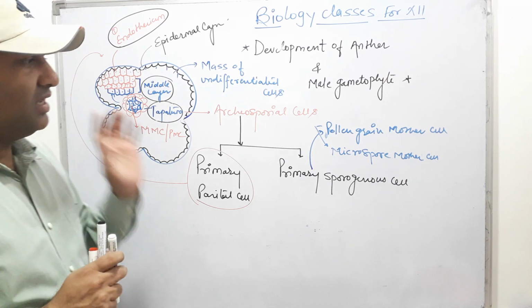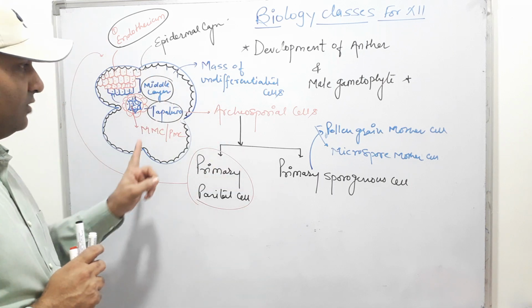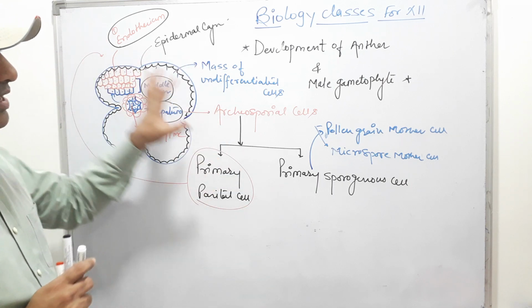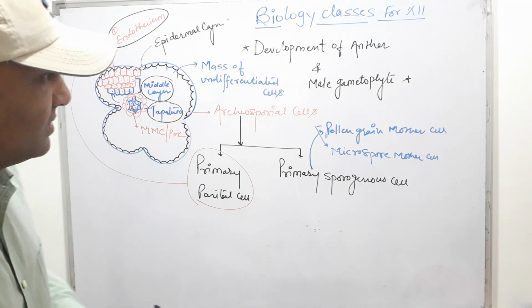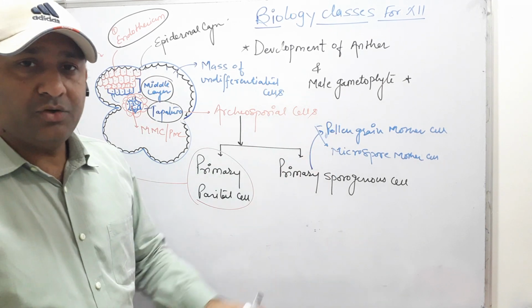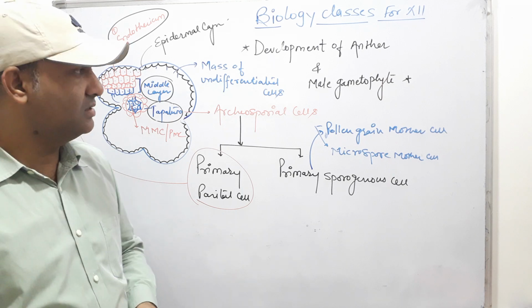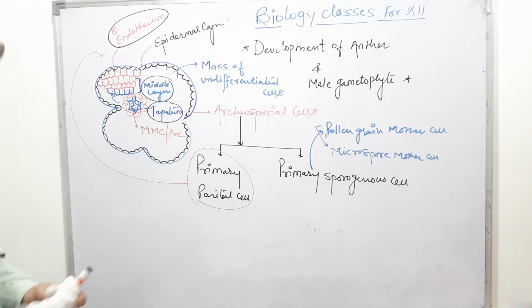So in sequence we can first write the structure of anther and then all the events in sequence. Clear? Now our next topic, which is development of male gametophyte, microsporogenesis or gametogenesis.